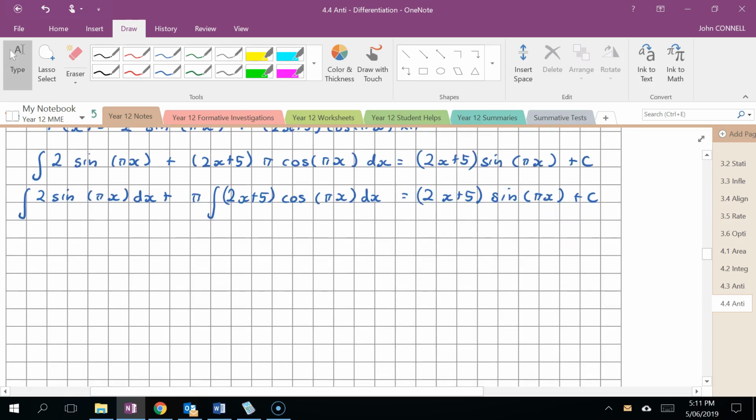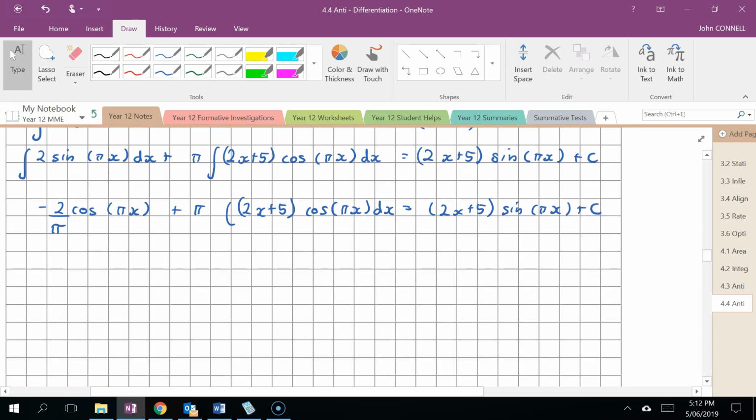Now I need to just complete this integral here. So the integral of 2 sine pi x is just negative 2 cos pi x, without the dx, and I also need to go through and divide by pi. And then it's going to be plus pi times the integral of 2x plus 5 cos pi x is equal to 2x plus 5 sine pi x plus c. So it gets a bit more complicated, but if I bring this to the other side, I'm just going to add it, and then I'm going to divide everything through by pi.